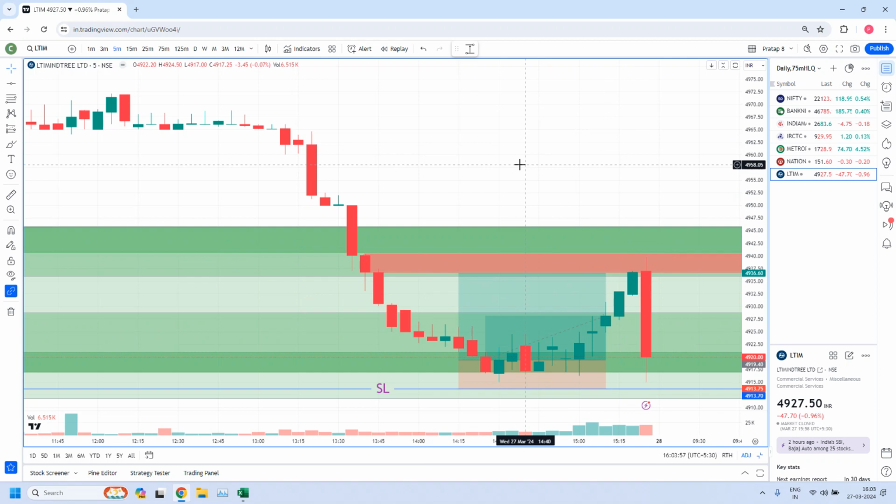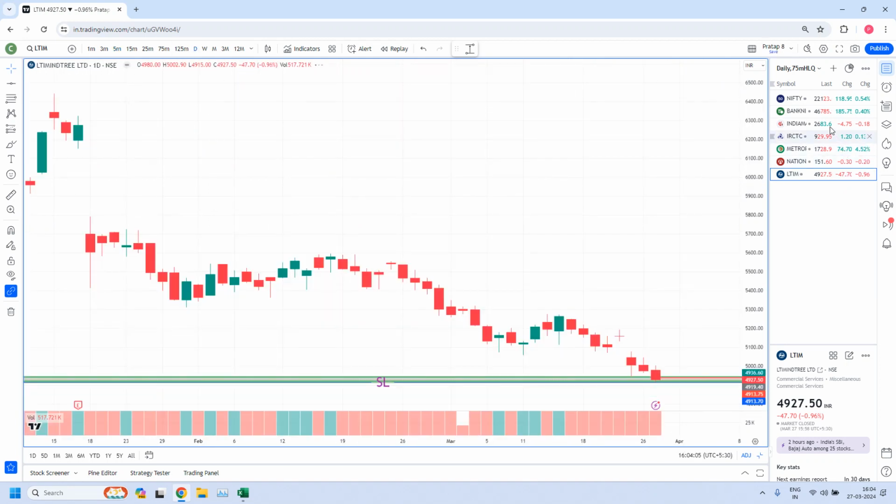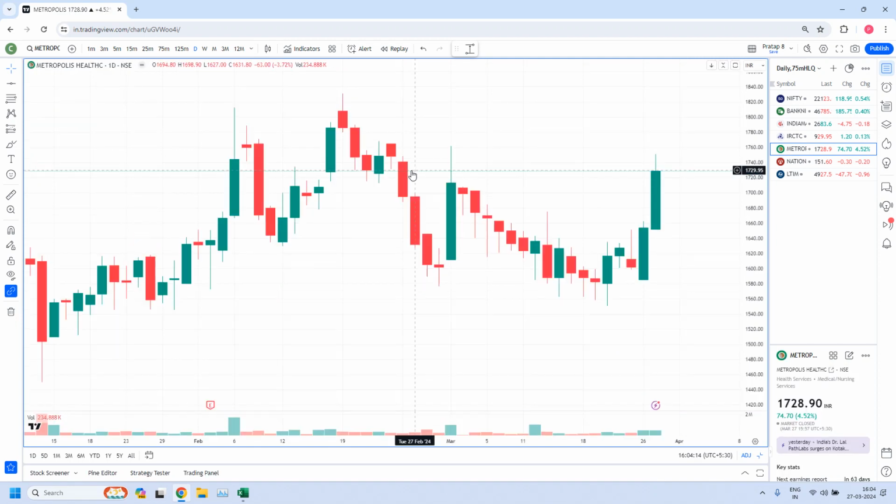So this is about LTIM Mindtree. And the next one, this is the question I asked about. First we will go to the daily time frame. It is a daily zone. METROPOLIS.